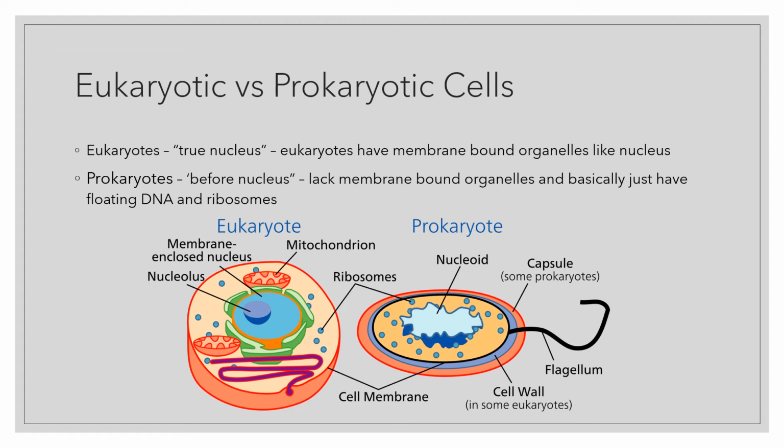So now we need to know the difference between eukaryotic versus prokaryotic cells. Eukaryote, eu, technically stands for true, and karyote stands for nucleus. So eukaryotes are true nucleuses, meaning they have a nucleus. They also have other membrane organelles, so mitochondria, endoplasmic reticulum, vacuoles, Golgi apparatuses. Those are found in eukaryotes.